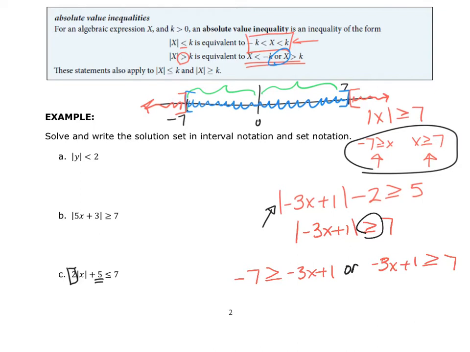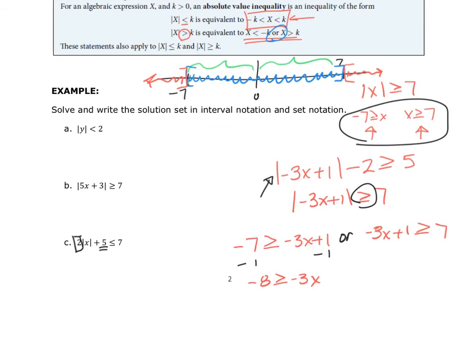So now I'm going to go ahead and continue with this and subtract 1 from both sides, and I get -8 is greater than or equal to -3x. Notice I have to work one side at a time. When I divide by a negative, then I'm going to end up with 8/3 is less than or equal to x.